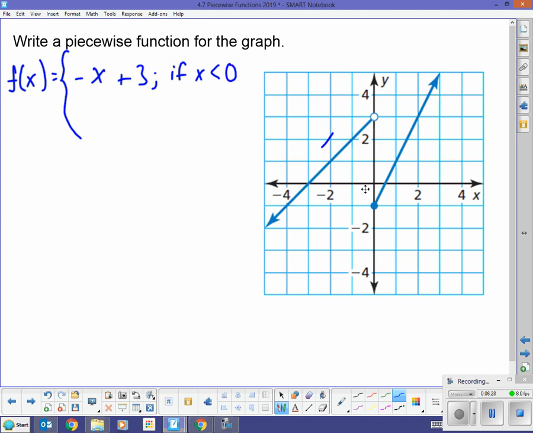And then for this one, I have a -1 as my y-intercept, and it looks like my slope is up 2 over 1, so my slope is +2. So 2x minus 1, if x is greater than or equal to 0. Again, the domain is all real numbers. In this case, the range is also all real numbers, because the y values extend this way and go up this way. So domain and range are both all real numbers.